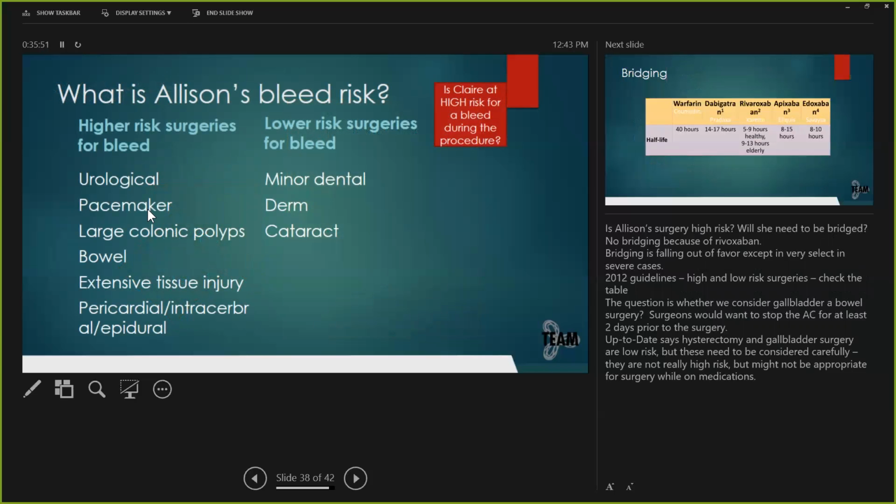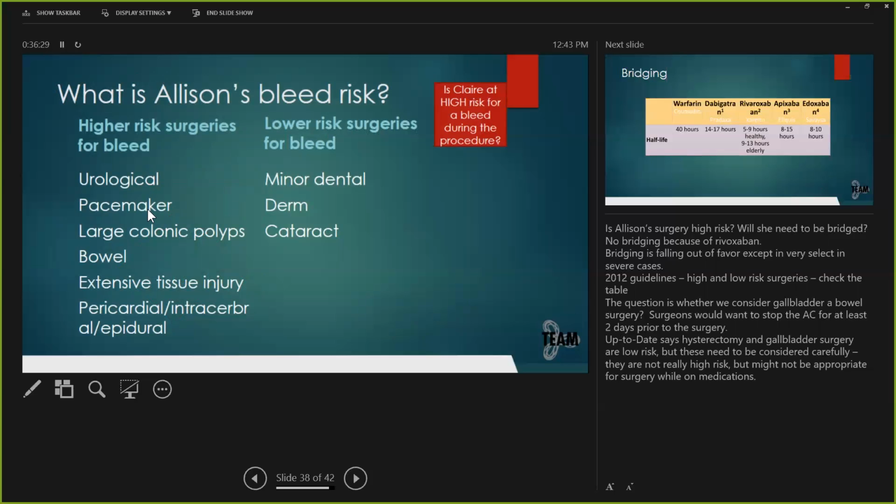So what's Allison's bleeding risk? As I said, these are the risk procedures which they give us in the guidelines for thromboembolism. The low risk ones are minor dental procedures like root canals or tooth pullings, derm procedures like freezings or removals, and cataract surgeries. For low bleeding risk surgeries, you really don't need bridging. You can just stop the Coumadin 2 to 3 days before and get back on after the procedure. Even with the newer blood thinners, you can just stop them 24 hours before the procedure and restart the day after.